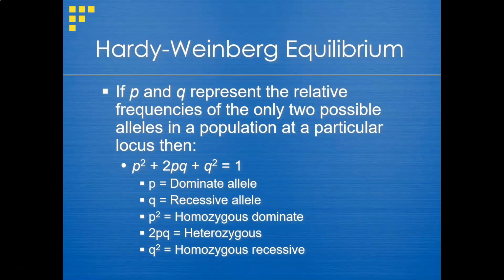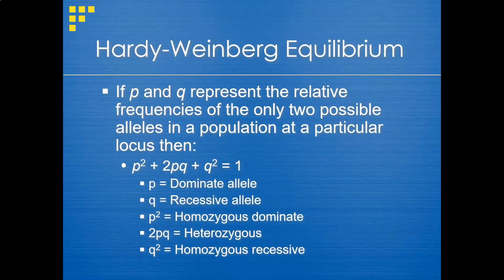So if we want to start looking at the population from that standpoint, then I have to start taking into consideration who's homozygous dominant, who's heterozygous, who's homozygous recessive, and then I can start teasing out dominant allele frequencies and recessive allele frequencies. So the p plus q equals 1 is one formula that comes out of Hardy-Weinberg equilibrium.